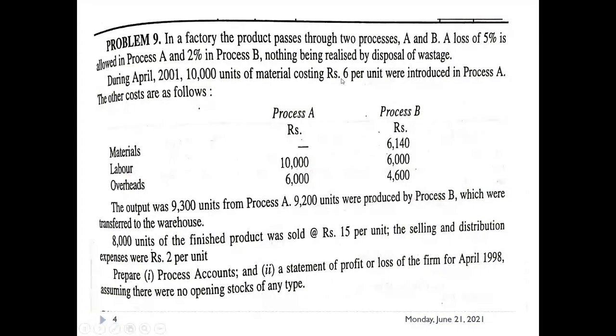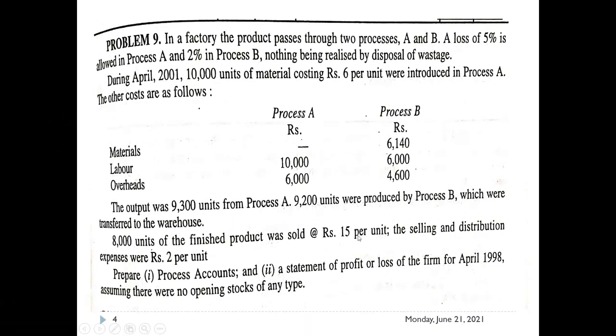Next, process A, process B, you see material. Units introduced is given. Labor in debit side, overhead debit side. The output was 9,300 units from process A and 9,200 units were produced by process B. So the outputs are given. From process B, 9,200 were transferred to warehouse, not from process A. From process A to process B, then process B to warehouse. 8,000 units of finished product were sold at the rate of 15 per unit.